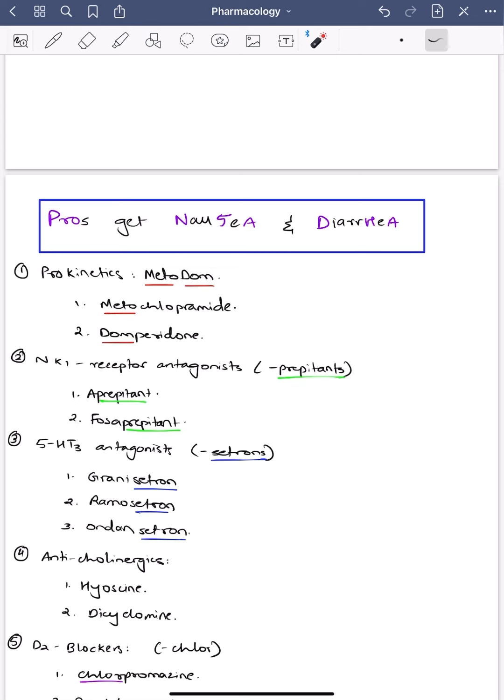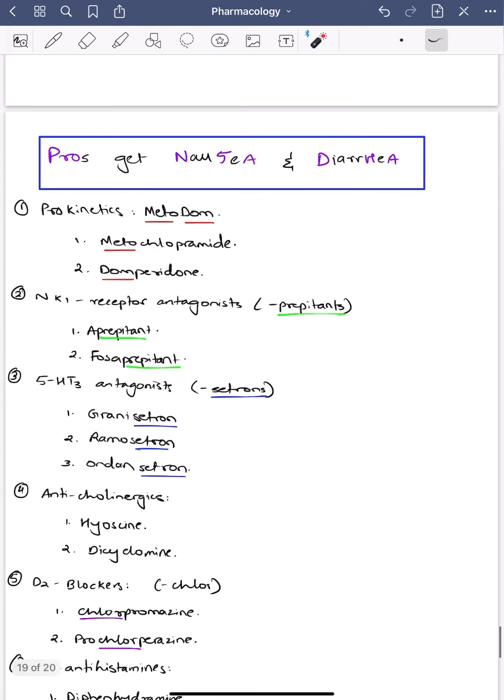The first is PRO. Now PRO stands for prokinetics, and remember the term metodome: metoclopramide and domperidone. So this is the first class of drugs, called prokinetics. The next is N. N stands for NK1 receptor antagonists, and these drugs end with the term prepitants. Examples of NK1 receptor antagonists are aprepitant and fosaprepitant.